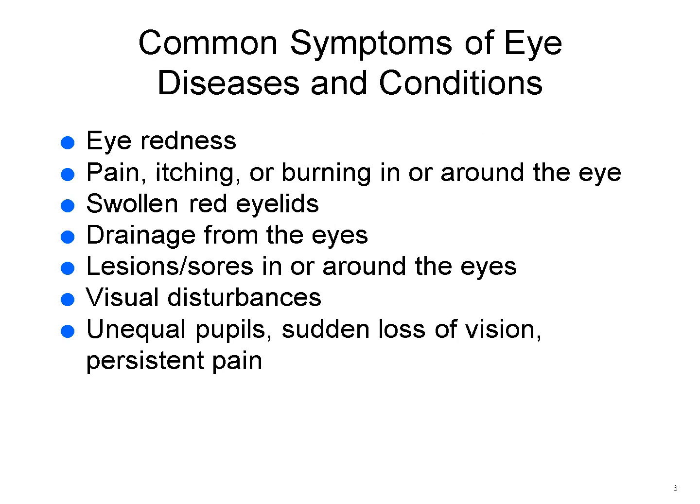Eye disorders can present with a wide variety of symptoms. Redness, itching, and burning sensations may indicate irritation or infection. Swollen eyelids, eye discharge, or sores around the eye may suggest bacterial, viral, or allergic conditions. More serious signs include visual disturbances, unequal pupils, sudden loss of vision, or persistent pain, which require urgent medical evaluation.